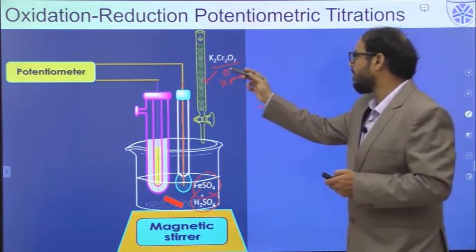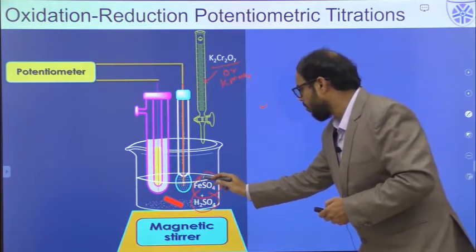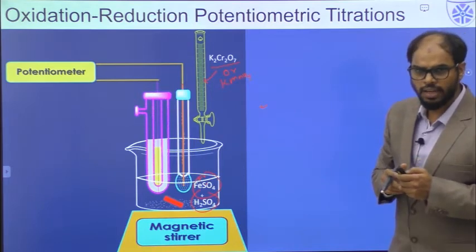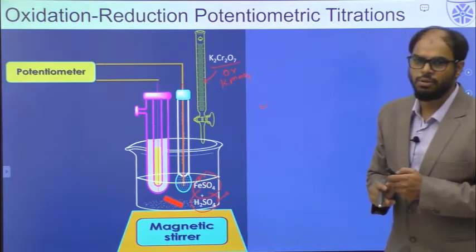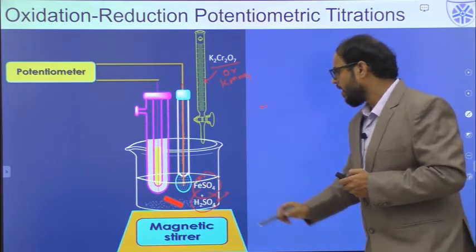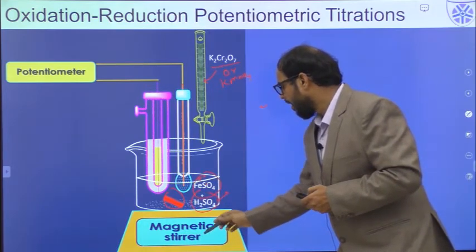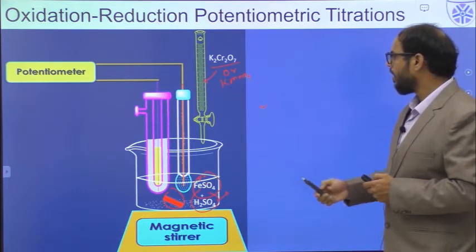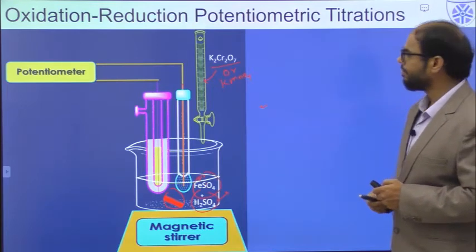So potassium dichromate is a strong oxidizing agent which will oxidize Fe plus 2 in FeSO4 to Fe plus 3. And this oxidation works very well in acidic conditions. Definitely, without H2SO4 the reaction may not go to completion. In the beaker we are going to take FeSO4 plus sulfuric acid and place a magnetic stir bar, and with the help of a magnetic stirrer we are going to have uniform mixing whenever we add an oxidizing agent such as potassium dichromate as a titrant.